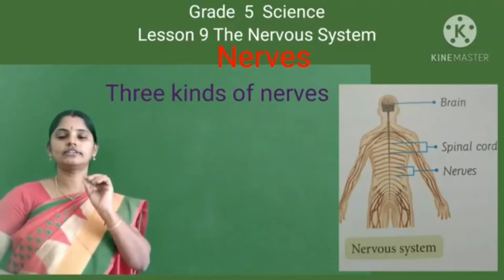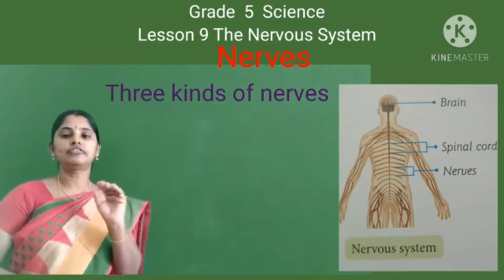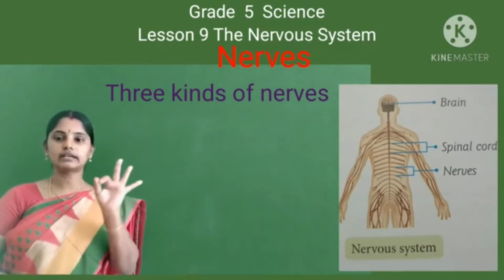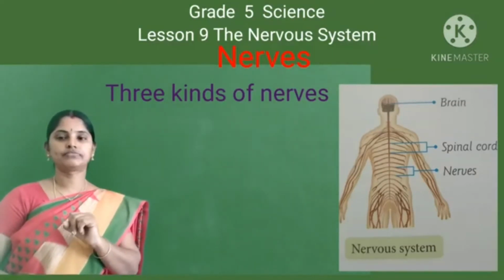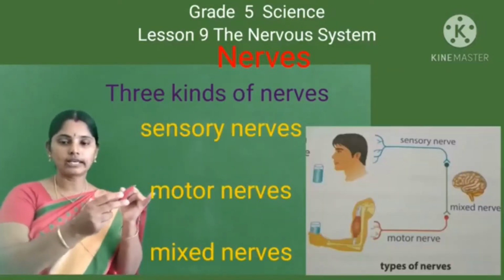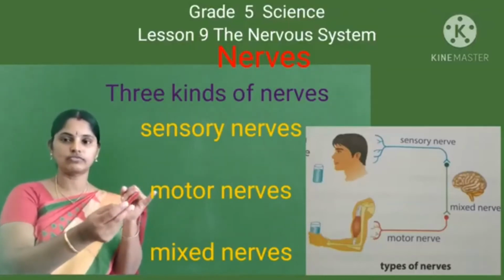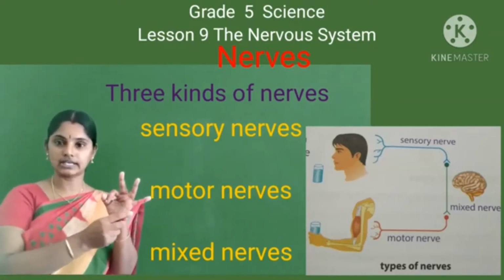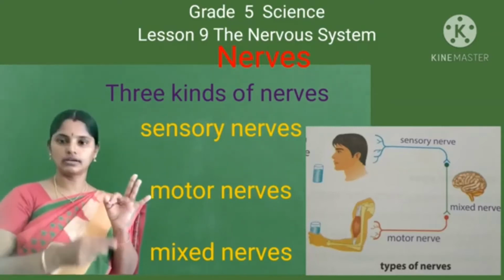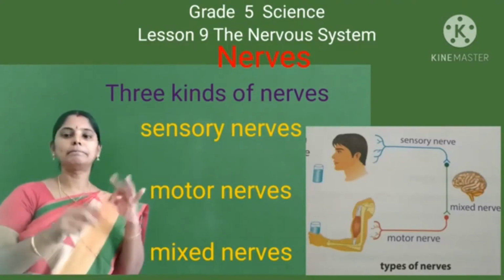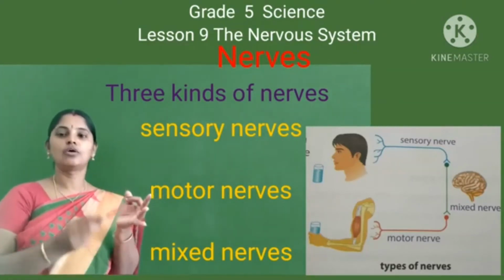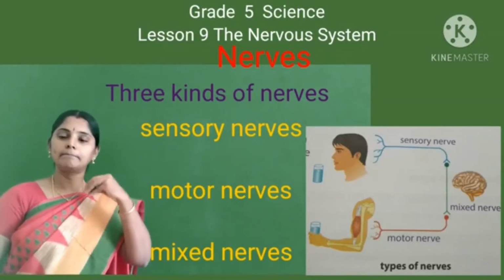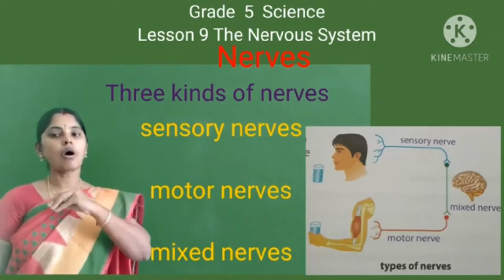Clear? Then let us see the different kinds of nerves. There are 3 different kinds of nerves: sensory nerves, motor nerves, and mixed nerves. Sensory, motor, mixed nerves.